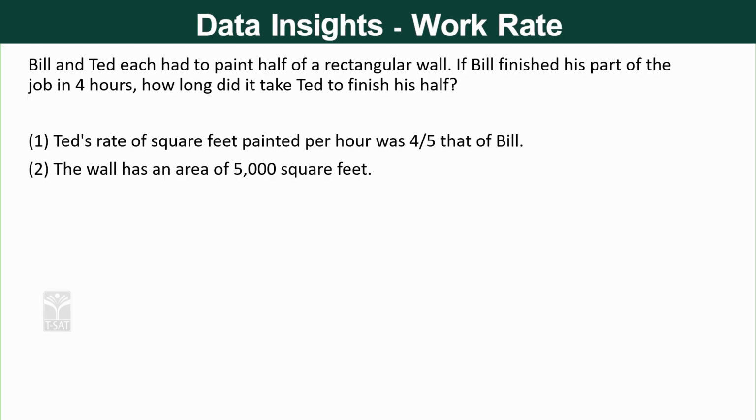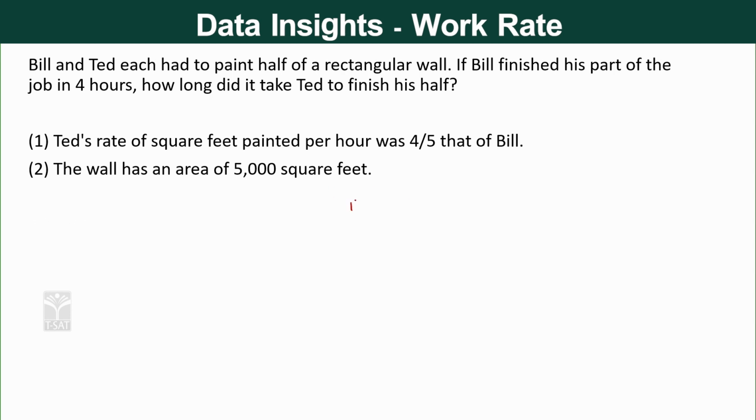Bill and Ted each had to paint half of a rectangular wall. If Bill finished his part of the job in 4 hours, how long did it take Ted to finish his half? Okay, statement 1 is saying Ted's rate of square feet painted per hour was 4/5 that of Bill. And statement 2 is saying the wall has an area of 5,000 square feet.